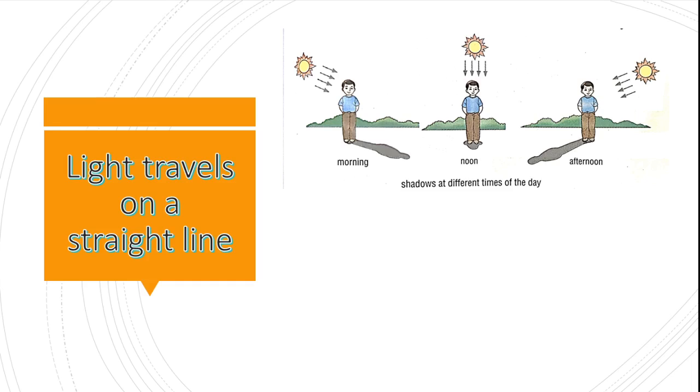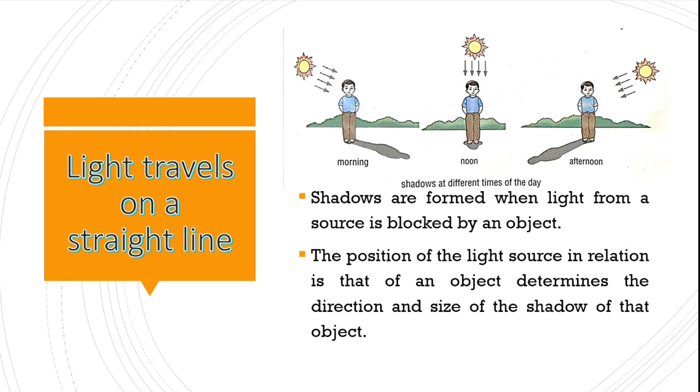Look at the picture of shadows at different times of the day. We have morning, noon, and afternoon. The position of the light source in relation to an object determines the direction and size of the shadow of that object.